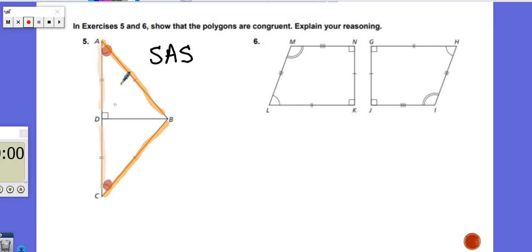This side matches that side. This angle matches this angle, that side matches that side. So I'm going to go check side, angle, side. I'm good. Side, angle, side. So that's how I know there.